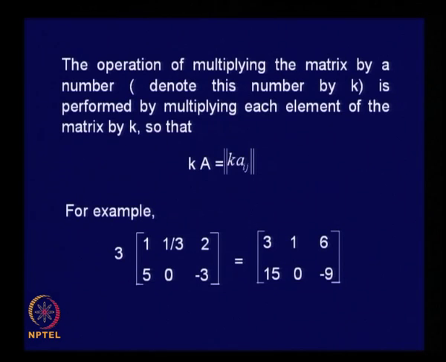If you take this numerical example of a small 2 by 3 matrix with cell values of 2, 1 by 3, 2, 5, 0, minus 3 being multiplied by 3, you can see simply multiply the cell elements by 3 to get the product of the 2, right.